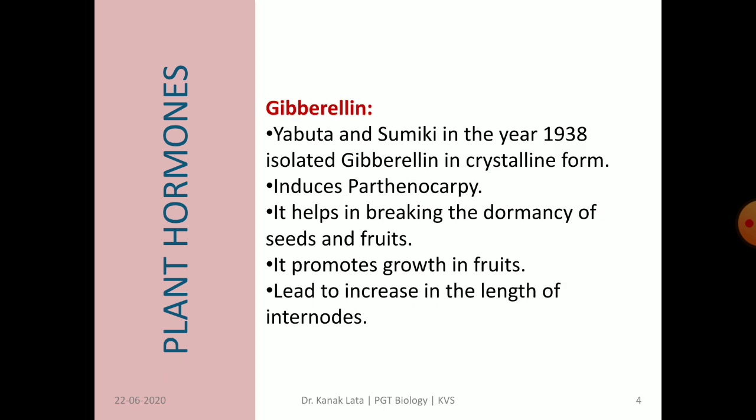The next plant hormone is gibberellin. It was isolated in the year 1938 by Yabuta and Sumiki in crystalline form. It induces parthenocarpy, that is, development of seedless fruit. It also helps in breaking the dormancy of seeds and fruits, and promotes growth in fruit. It is very helpful in increasing the length of internodes and is beneficial for plants like bamboo and sugarcane.